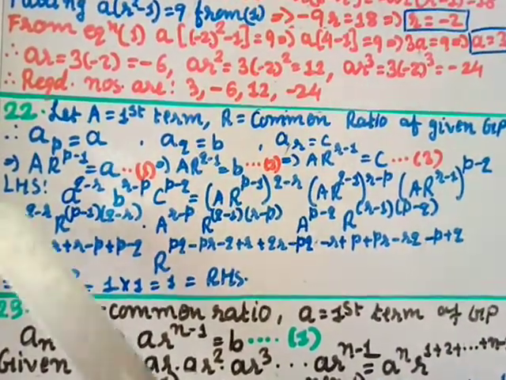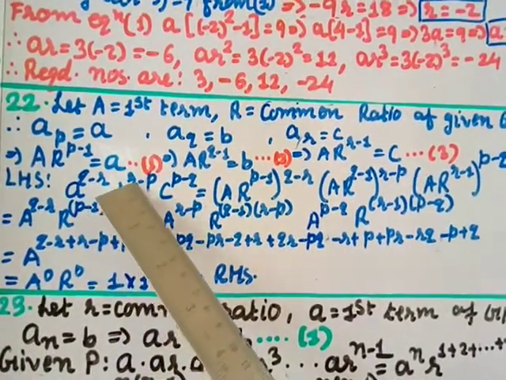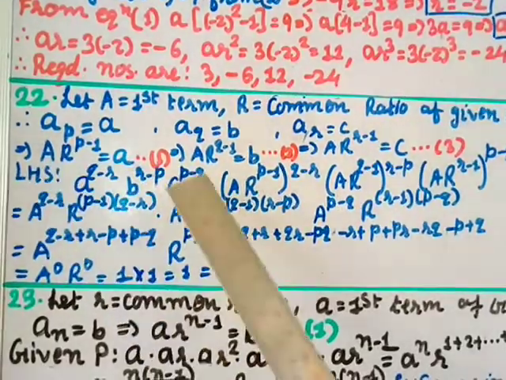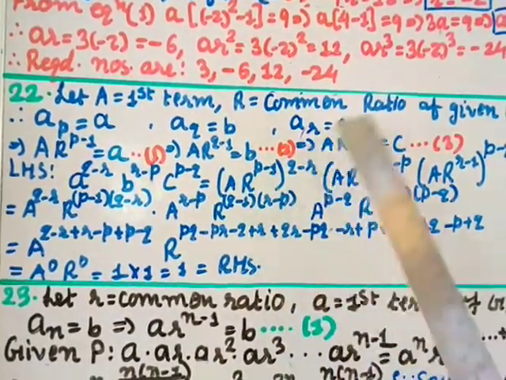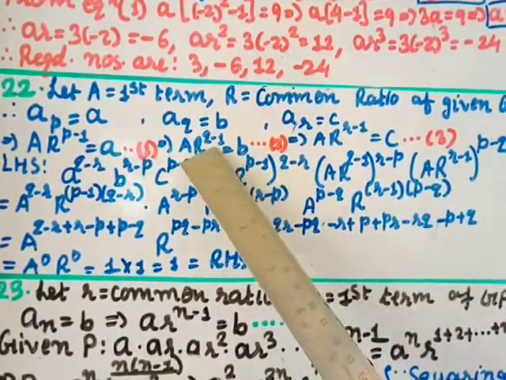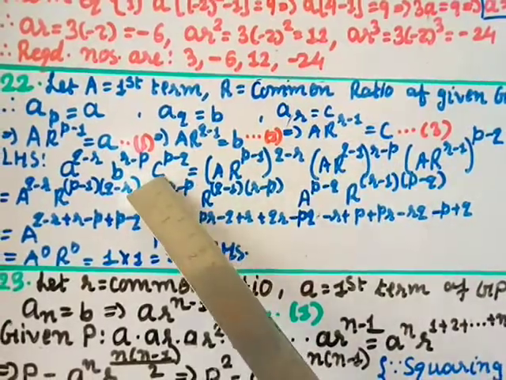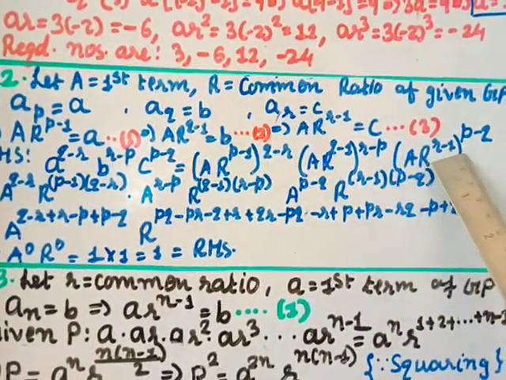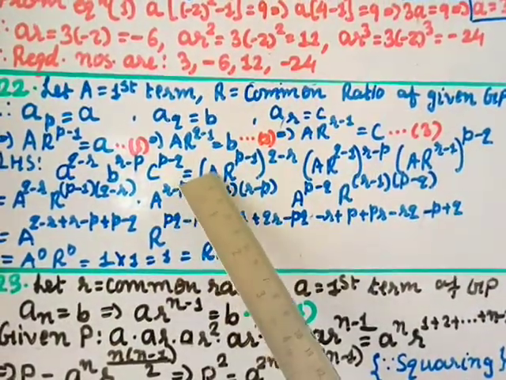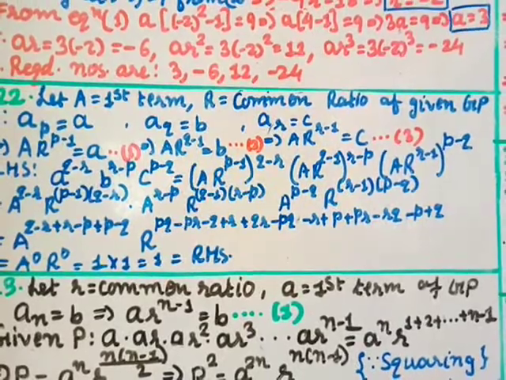Now we'll take the left hand side, which is given in the question: a power q minus r, b power r minus p, c power p minus q. Put in the values: a is A R power p minus 1, whole power q minus r. b is A R power q minus 1, whole power r minus p. And c is A R power r minus 1, whole power p minus q. Now see, all have A terms, right? So I'll take the A terms together and combine the powers.